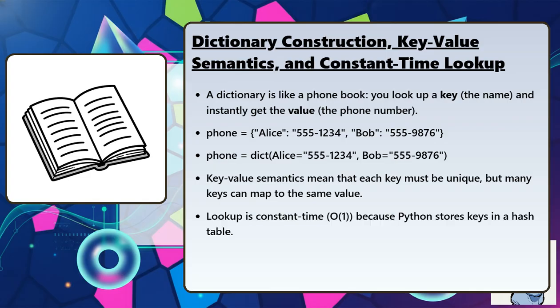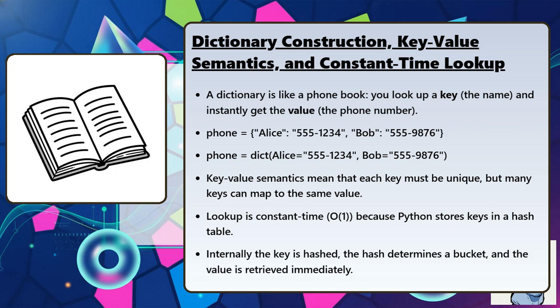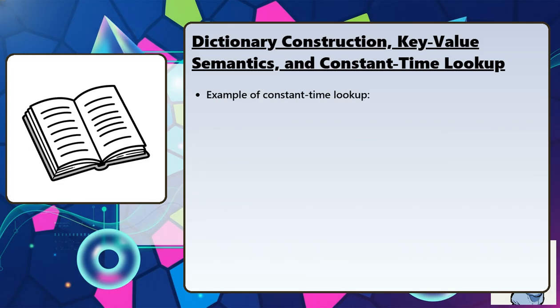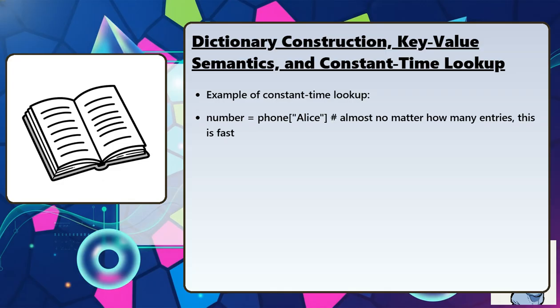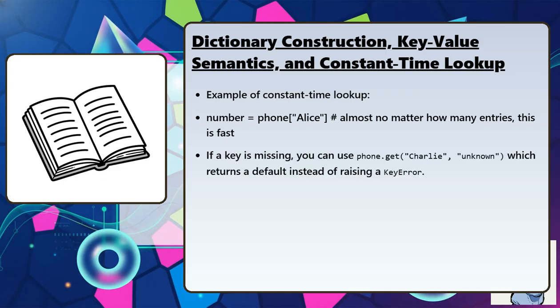Lookup is constant time, O(1), because Python stores keys in a hash table. Internally, the key is hashed. The hash determines a bucket, and the value is retrieved immediately. Example of constant time lookup: number = phone["Alice"], almost no matter how many entries. This is fast. If a key is missing, you can use phone.get("Charlie", "unknown"), which returns a default instead of raising a KeyError.